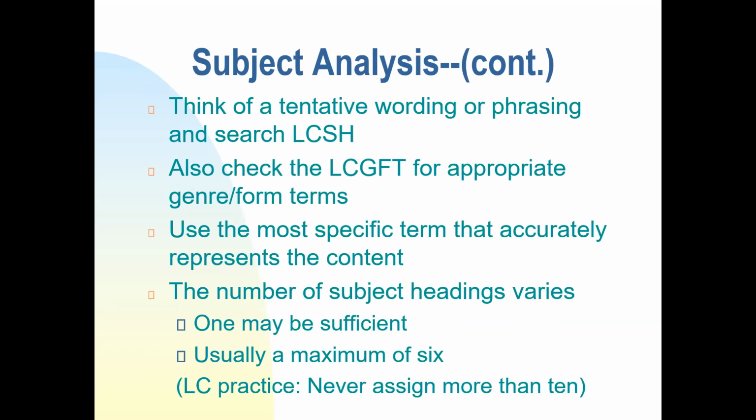And I think sometimes people just have a hard time deciding how broad or how narrow to go. Well, you want to go to the most specific term that accurately represents the content. If you have a book about dogs, don't use pets or domestic animals, use dogs. You can use usually a maximum of 6 subject headings, but sometimes one is all you really need.